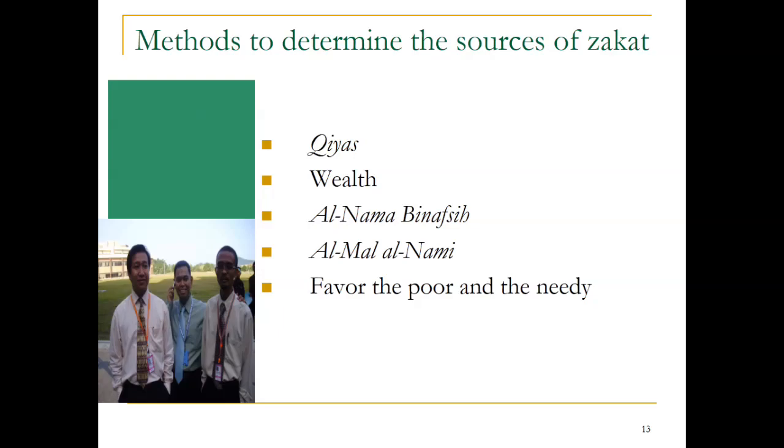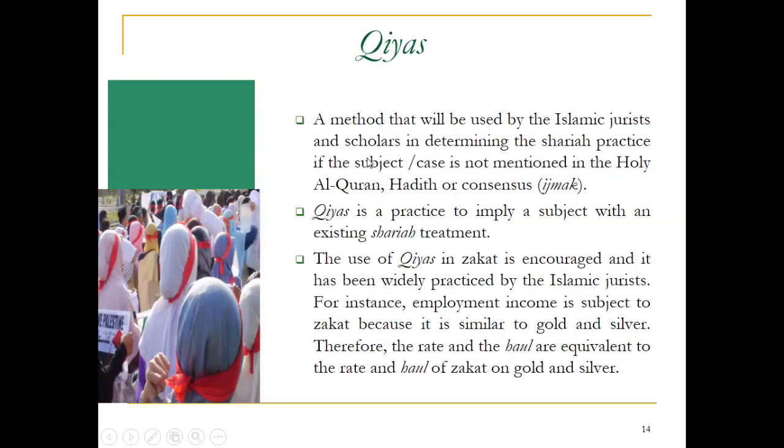Now let's look at the methods to determine the sources of zakat. There are different methods. The first one is qiyas, then wealth al-nama bin nafsi, al-mal al-nami, and favor the poor and the needy. All right, the qiyas.